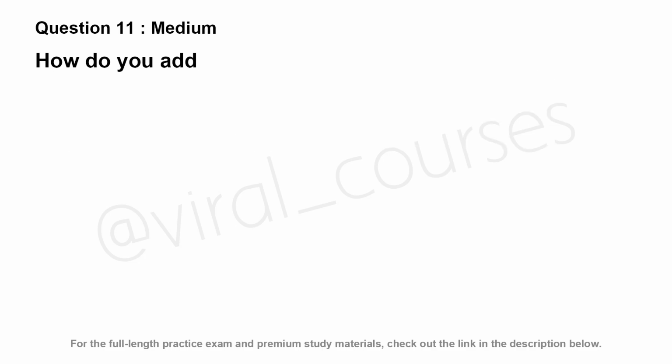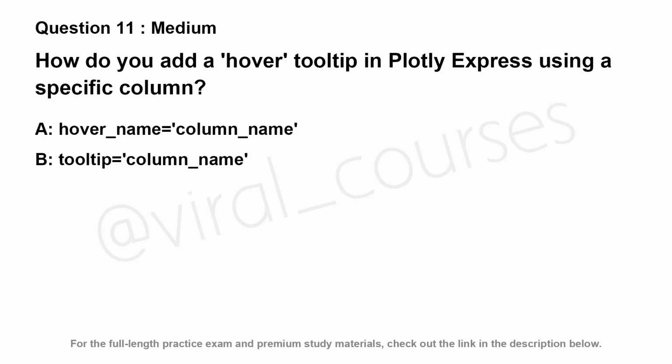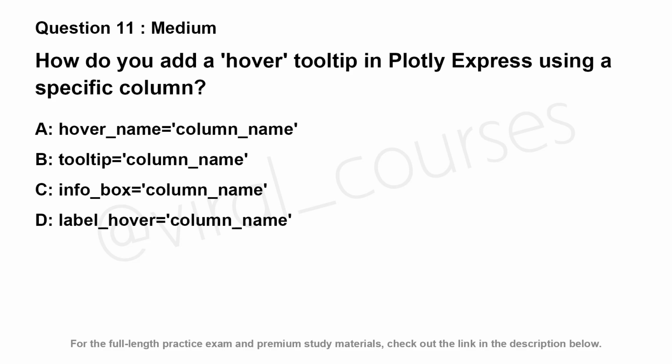How do you add a hover tooltip in Plotly Express using a specific column? Option A, hover_name equals column_name. Option B, tooltip equals column_name. Option C, info_box equals column_name. Option D, label_hover equals column_name.